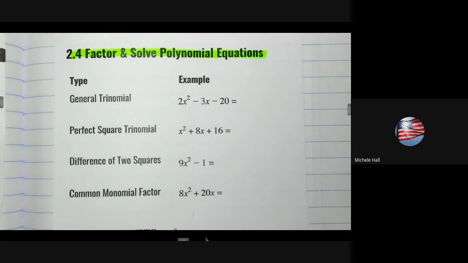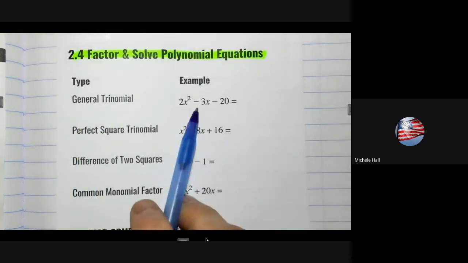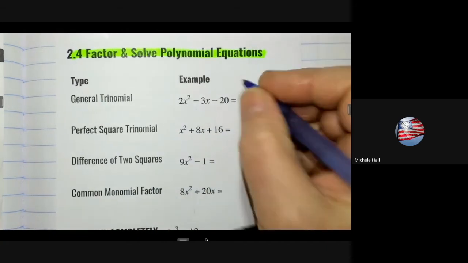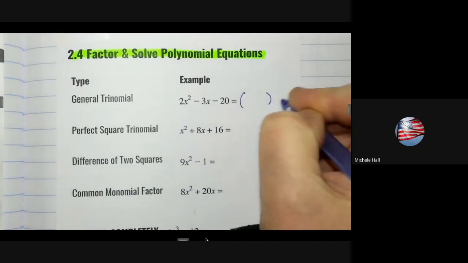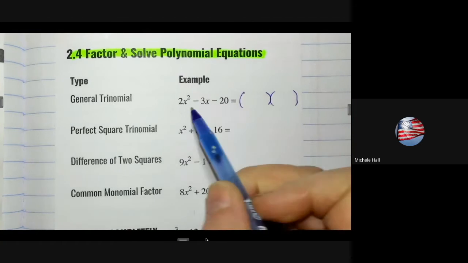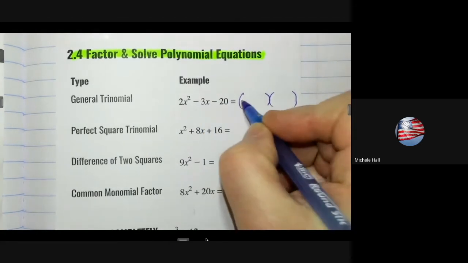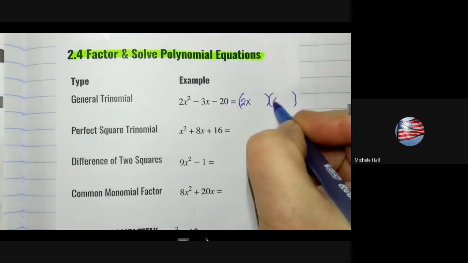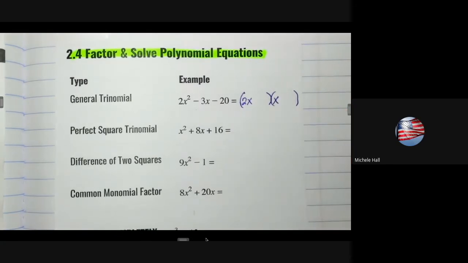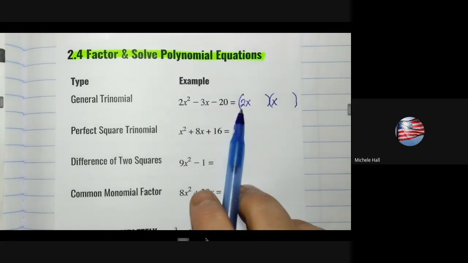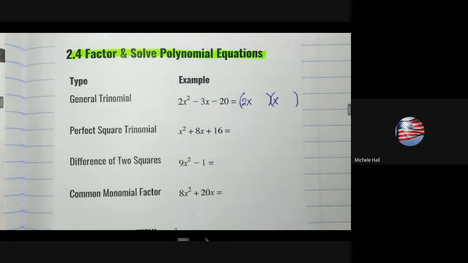Solve polynomial equations. We have a general trinomial here that we need to factor. Factors of 2 are only 1 and 2, so that's going to be 2x times x equals 2x squared. And then I need factors of 20 that, when multiplied with this 2, are going to equal negative 3.